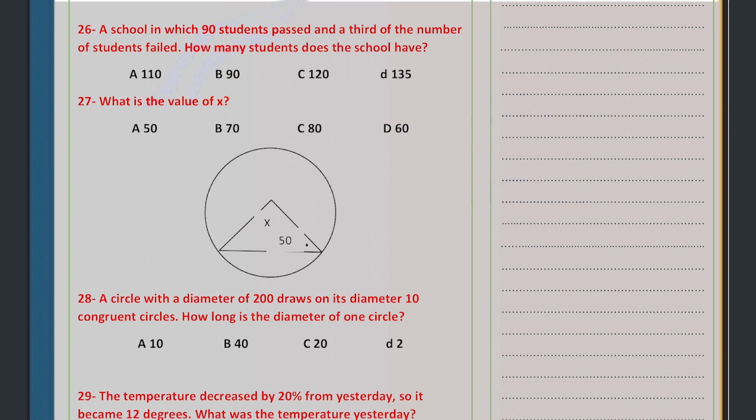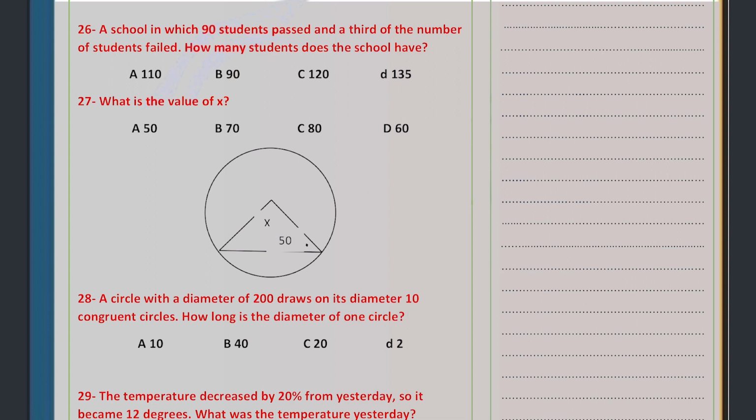Question number 28. A circle with a diameter of 200, and we draw 10 circles on the diameter. What is the diameter of each small circle? I will divide 200 by 10, so the diameter will be 20. Sometimes we have this question, but he's asking about the radius. I will choose 10, not 20, okay? Because if the diameter is 20, the radius is 10.